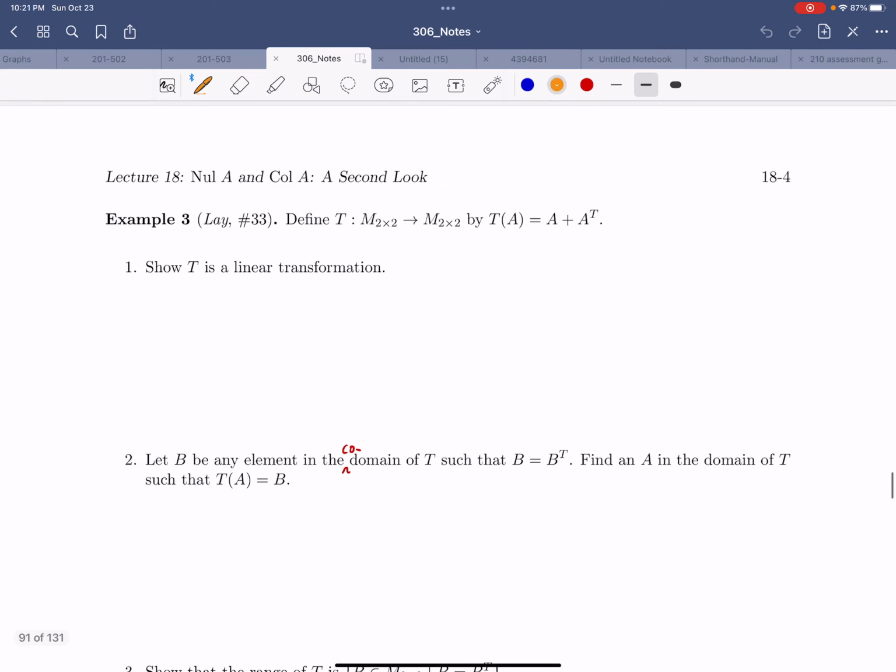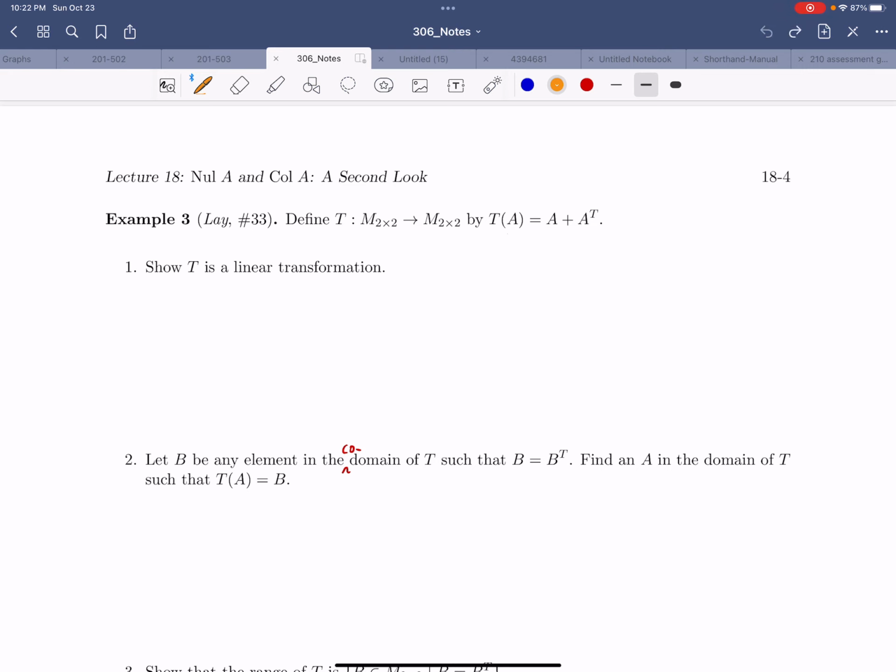Hey everyone, let's answer a challenging multi-part problem. We're defining a transformation T from the set of 2 by 2 matrices to the set of 2 by 2 matrices, right? So the domain and codomain are both the set of 2 by 2 matrices. And the way the transformation works is it maps a matrix A to itself plus its transpose.